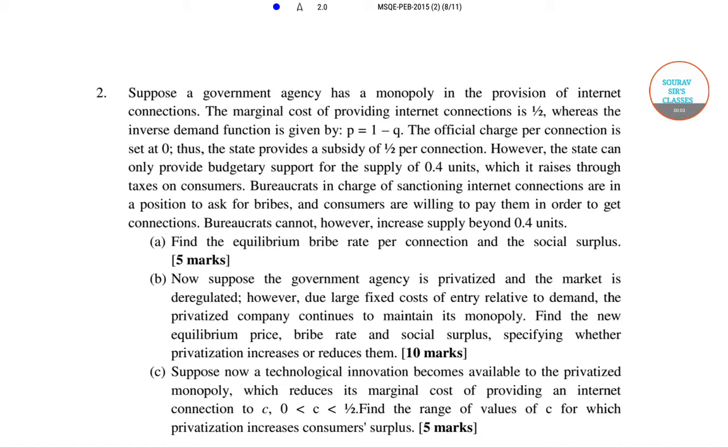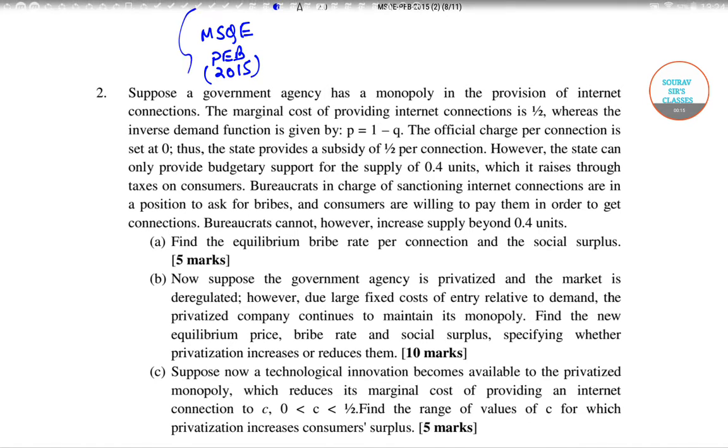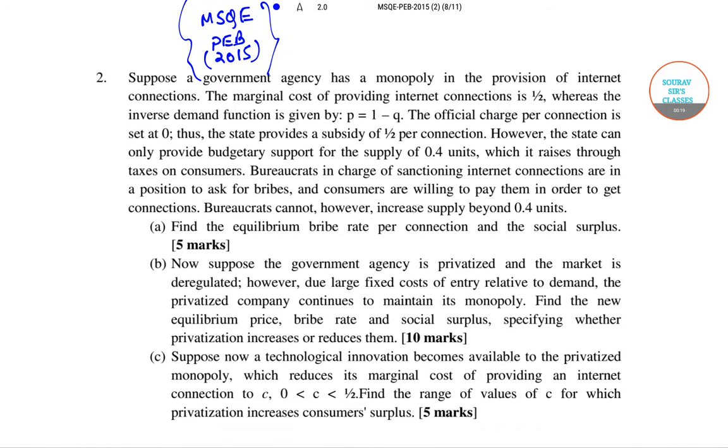So in today's video, we'll be talking about a paper from MSQE PEB 2015. In this paper, for example, it is given: suppose a government agency has a monopoly in the provision of international internet connection.